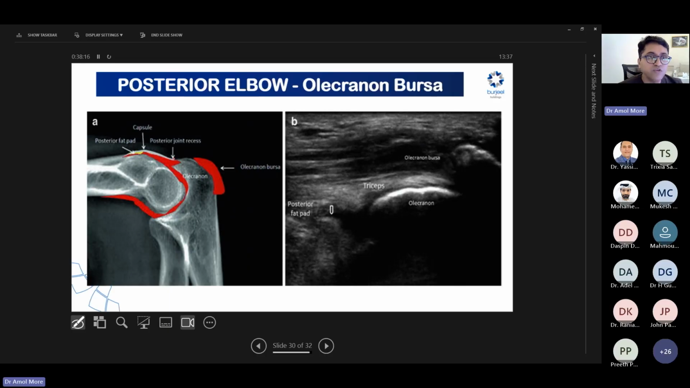For the assessment, you should be scanning your distal posterior aspect of the humerus, and you should be scanning the proximal posterior aspect of the olecranon process, so that you should not be missing the minimal inflammatory changes or minimal fluid collection along the olecranon bursa.